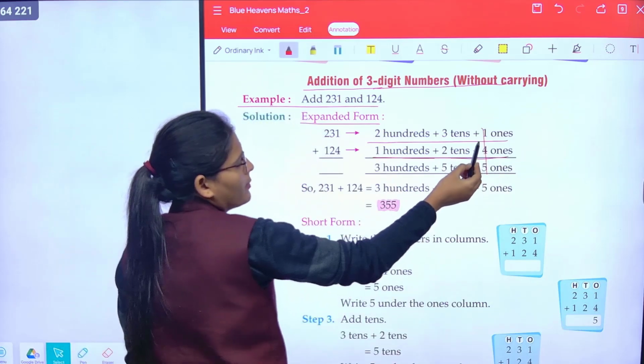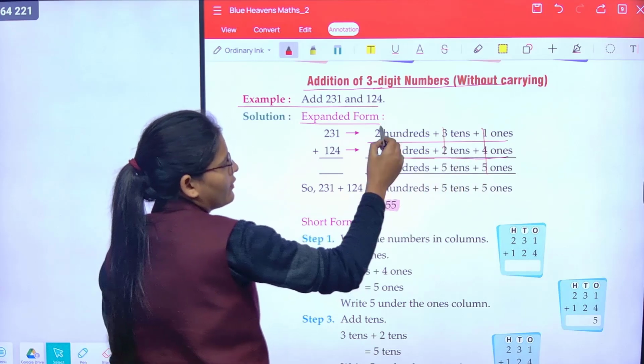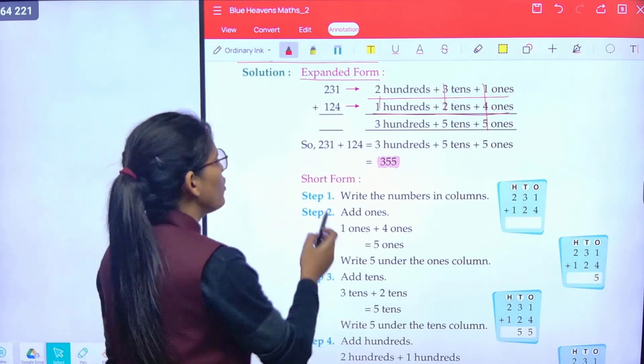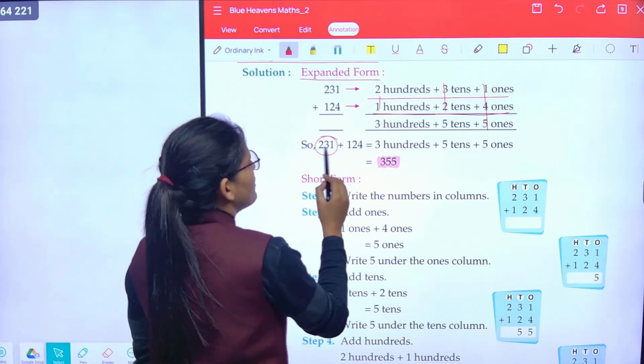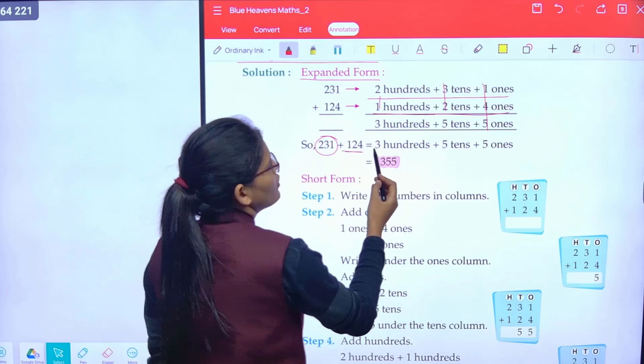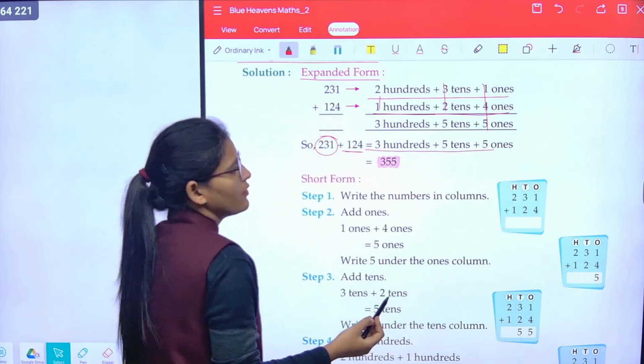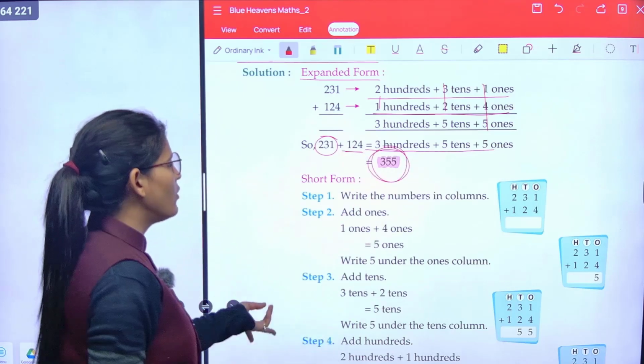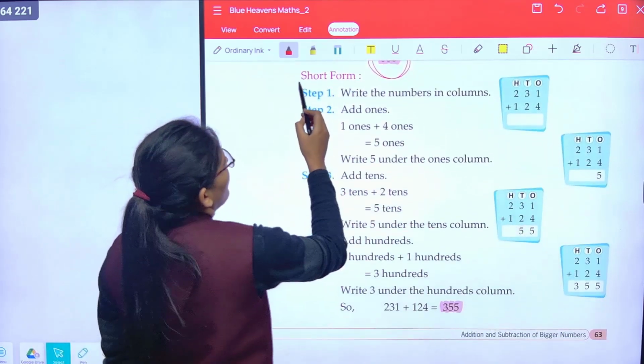3, 4 plus 1, 5, 3 plus 2, 5, 2 plus 1, 3. Now 300s plus 5 tens plus 5 ones. So 231 plus 124 is equal to 300s plus 5 tens plus 5 ones. So it is 355. Now class, see the short form of the question.